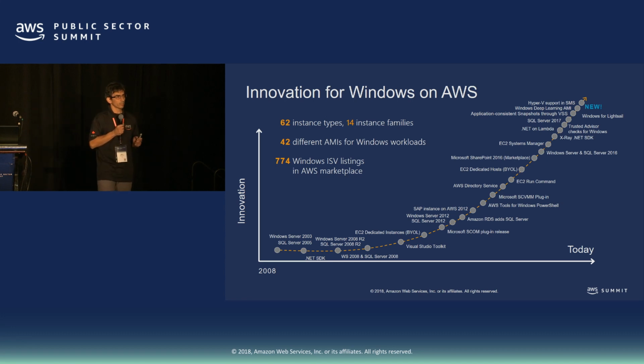But before I get to that, I would like to remind you of the pace of innovation that AWS has. It is amazing. Actually, it fascinates me how fast AWS innovates and adopts new features. AWS started its journey with Windows in 2008. And you can see how fast we actually offered new features for Windows.